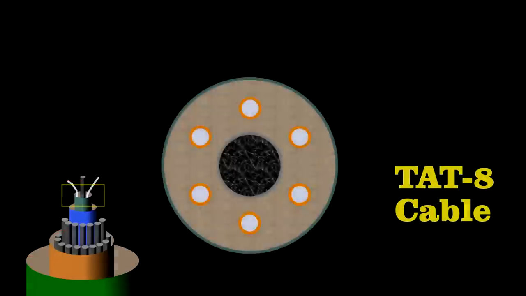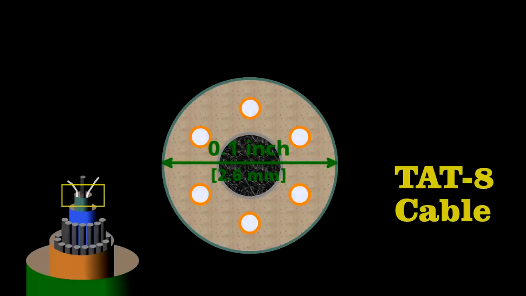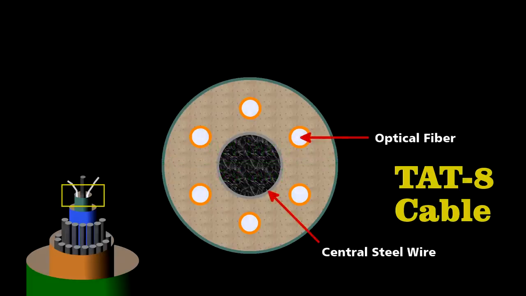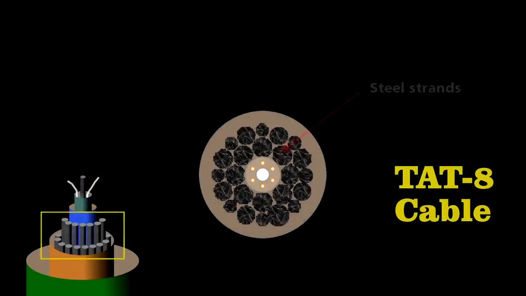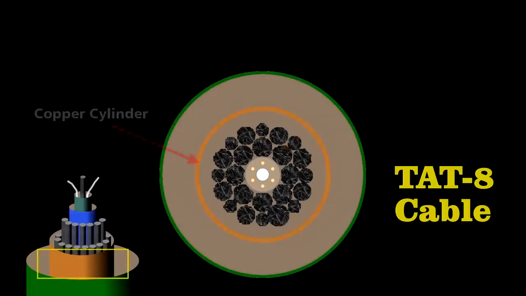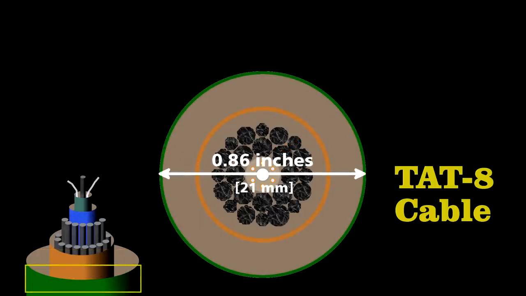At its center lies the core. Less than a tenth of an inch in diameter, it contains six optical fibers wrapped around a central steel wire. They embedded this in an elastomer to cushion the fibers, surrounded it with steel strands, and then sealed it inside a copper cylinder to protect it from water. The final cable was less than an inch in diameter, yet it could handle some 40,000 simultaneous phone calls.